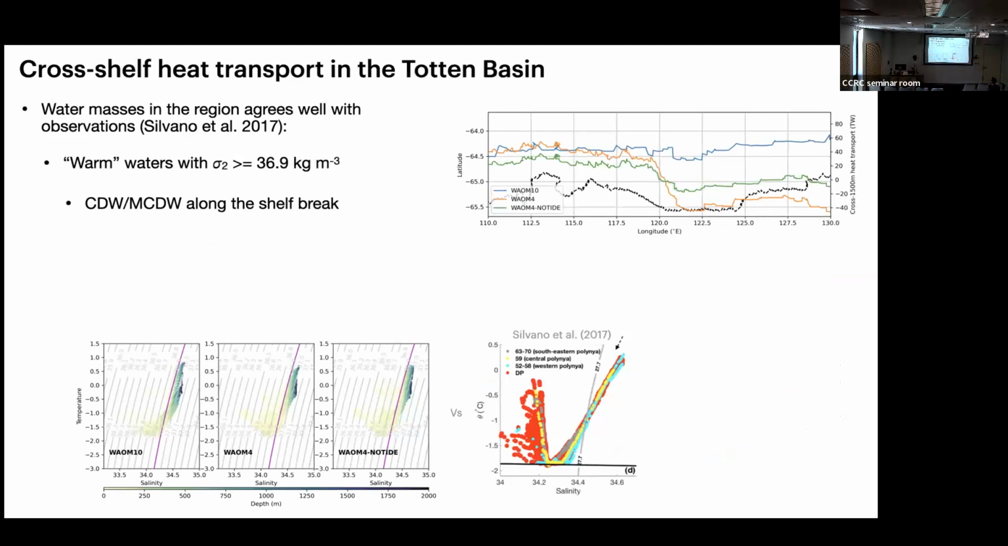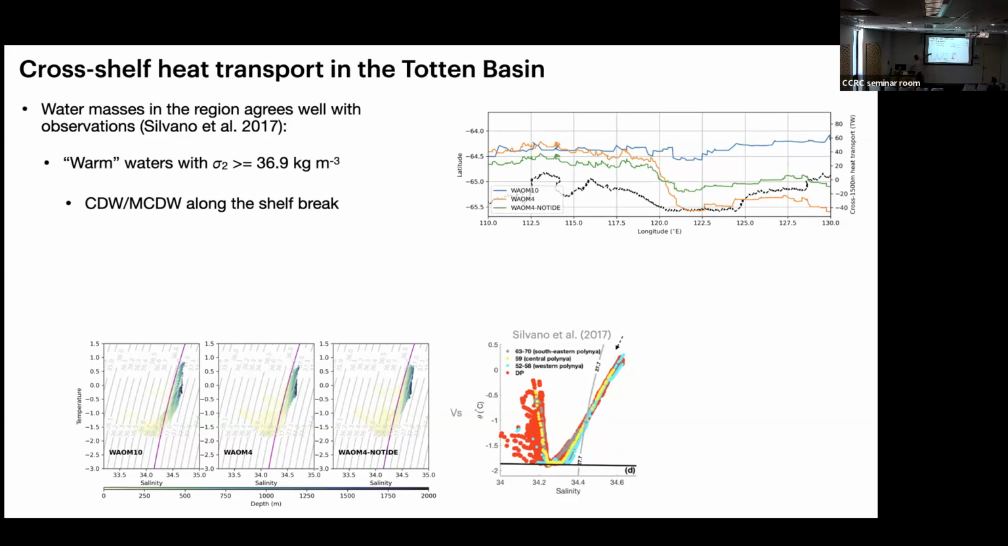So briefly now, you compare the water mass structures that we have along our shelf break with some observations from the region. This is from Alessandro Silvano's 2017 publication. And these are the TS diagrams for our model simulations. You can see it represents fairly well the shape of the circumpolar deep water and all the water masses on the shelf. And here you choose this sigma 2 36.9 isopycnal to delimit the heavier and likely warm water being carried.